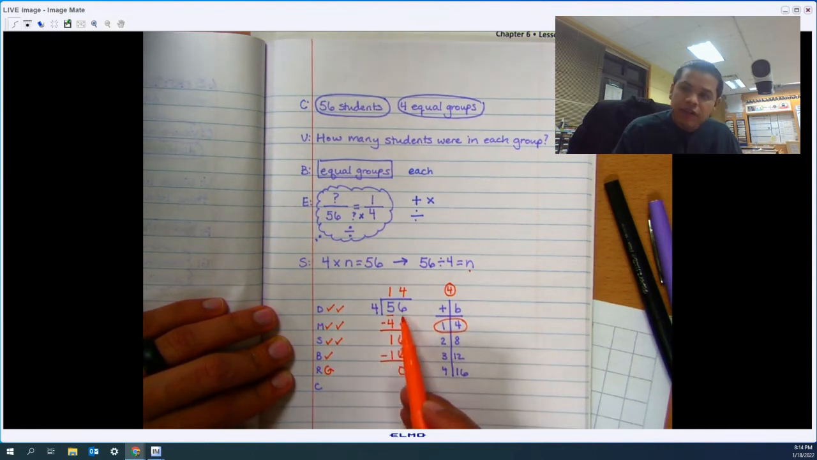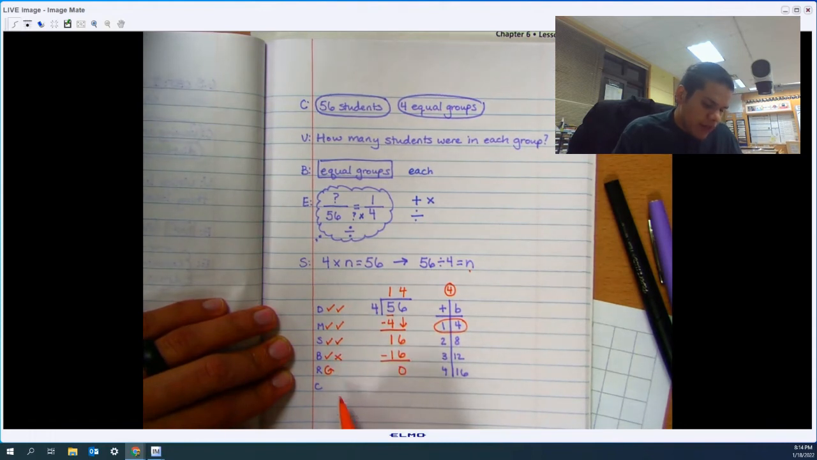Now, there's not another digit to the right of the 6, so we don't need to bring down. We aren't repeating, but we have to check to see if we have a remainder. We have 0, so no remainder. The last step is to check our work. So, how do we check our work? Remember, we do the opposite.